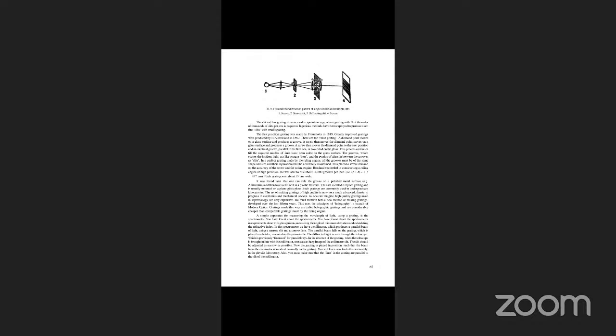A simple apparatus for measuring the wavelength of light using a grating is the spectrometer. You have learned about the spectrometer. In the spectrometer, we have a collimator which produces a parallel beam of light using a narrow slit and a convex lens. The parallel beam falls on the grating, which is placed in a holder mounted on the prism table. As with Fresnel's biprism and Lloyd's mirror, the collimator arrangement is the same here also.